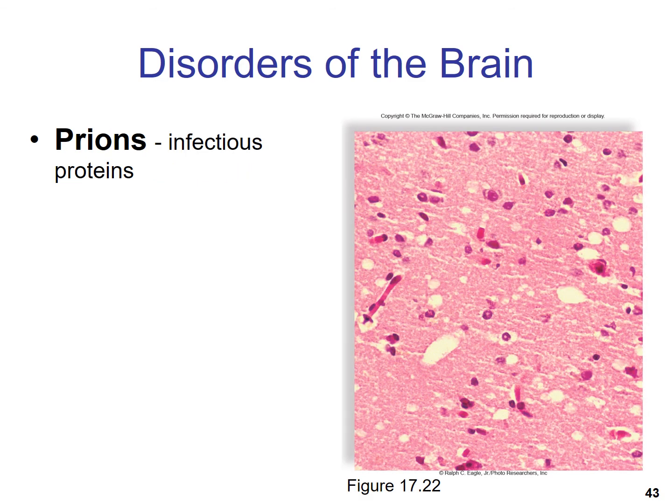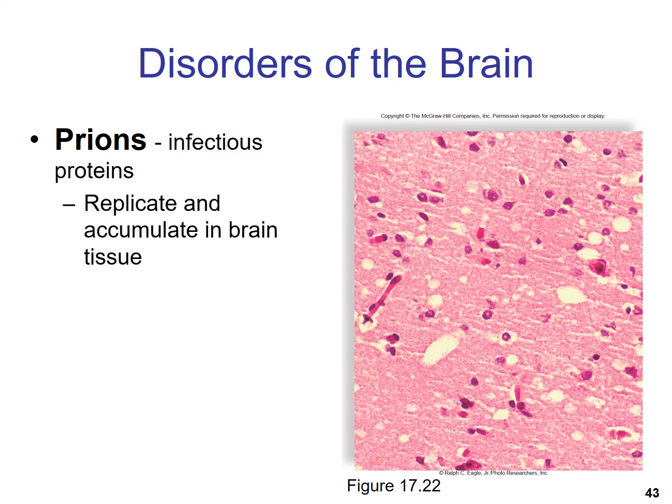One of the final disorders that we're going to go through of the brain is prions, and these are infectious proteins. This is one of the weirdest things about biology, that you can have proteins that, if they get into the brain, will cause other proteins to become prions. If you think about the zombie apocalypse where zombies bite people and generate other zombies, prions would be kind of like the initial zombies. They get into the brain and they affect other proteins in the brain, causing them to become infectious and spread things as well. So they'll replicate and accumulate in brain tissue.